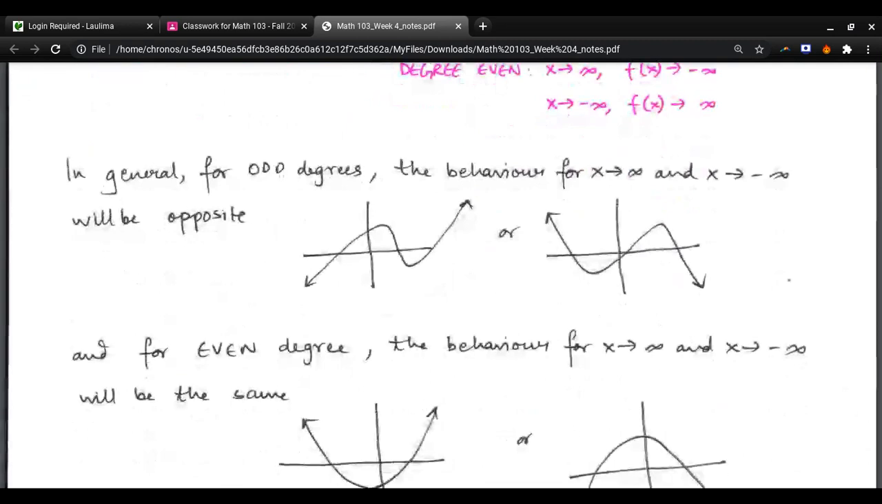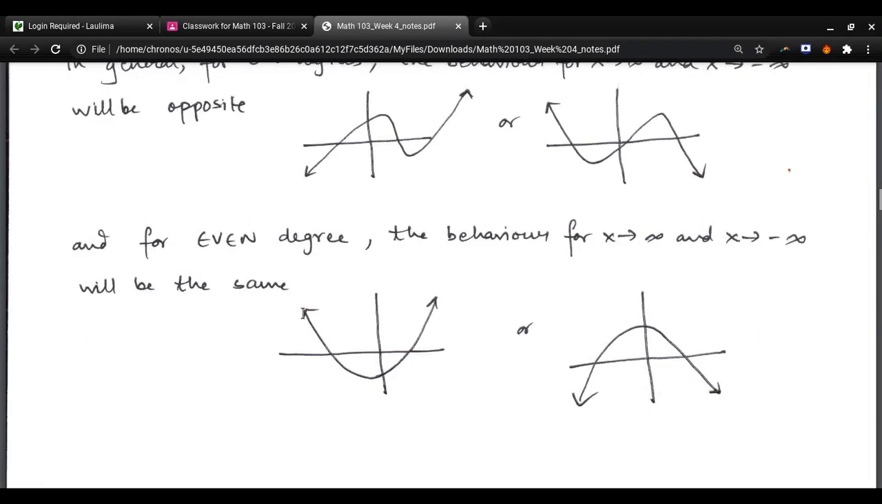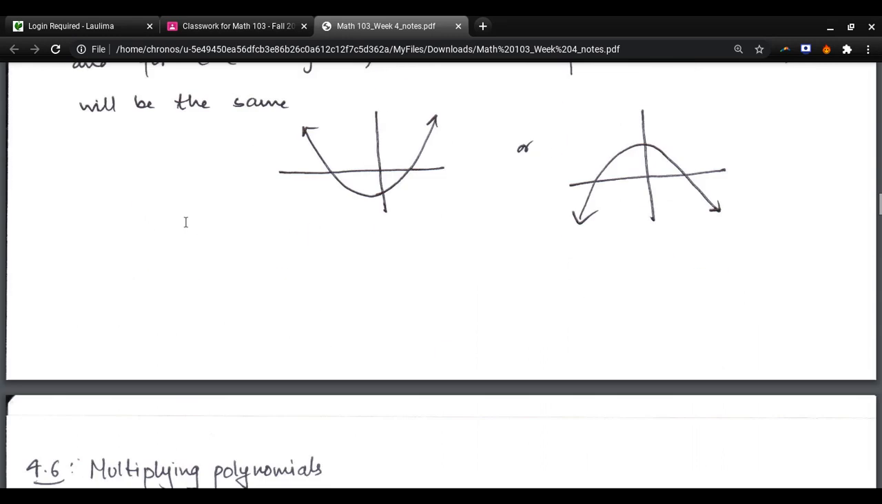So in general, what you can say is that if the degree is odd, the behavior for x going to infinity and negative infinity will be opposite. Meaning if it goes up on the right side, it's going to go down on the left. And if it goes up on the left side, it's going to go down on the right side. And for even degree, the behavior will be the same. So it's always going up on both sides or going down on both sides.